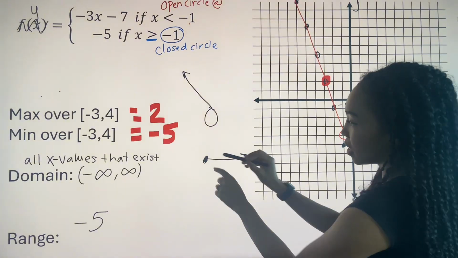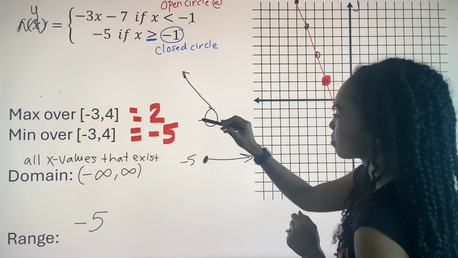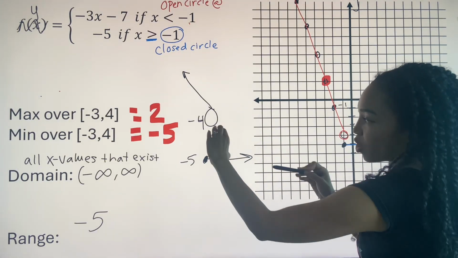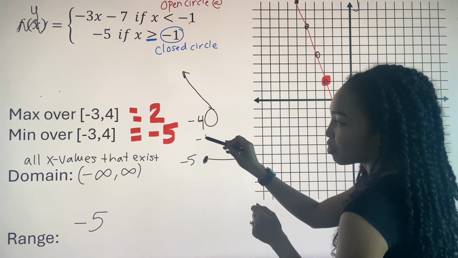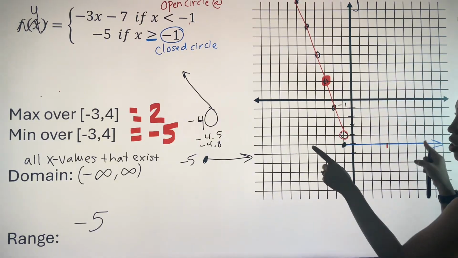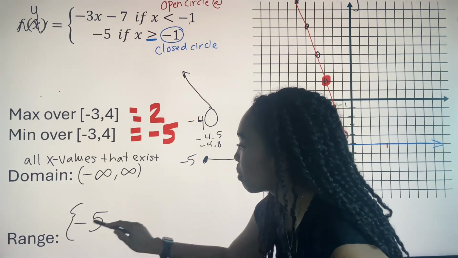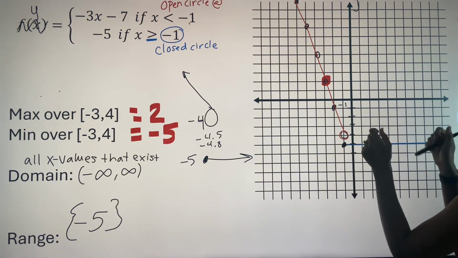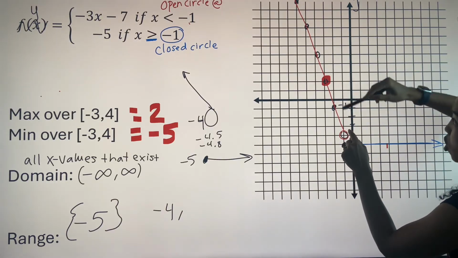If you were to zoom in, that's what it looks like. Notice this is at -5. This open circle is at -4. So there's a big jump. There are no x values between this space. Numbers like -4.5, -4.8, those numbers are not included in our graph. There's a jump right there. So -5 is by itself. It's just this number, -5, right here. Then it continues at -4. So I'm going to put -4, and then it goes up from there.